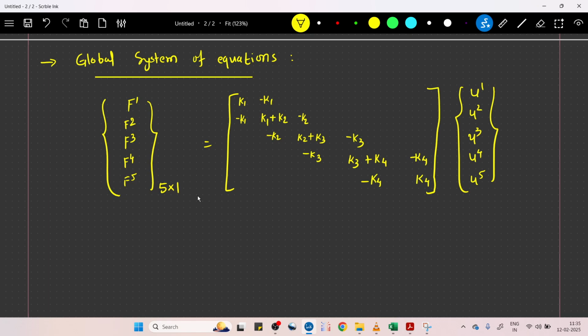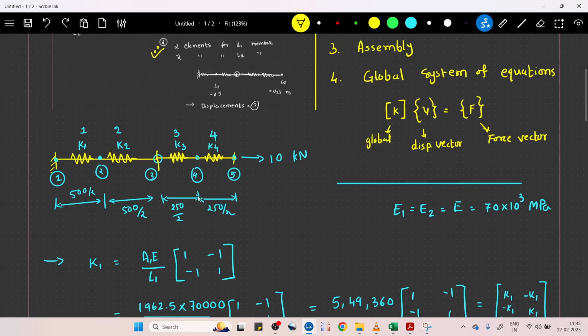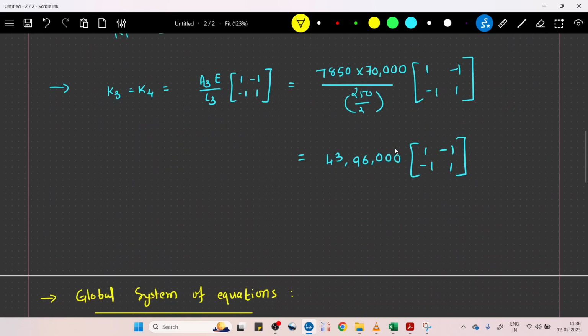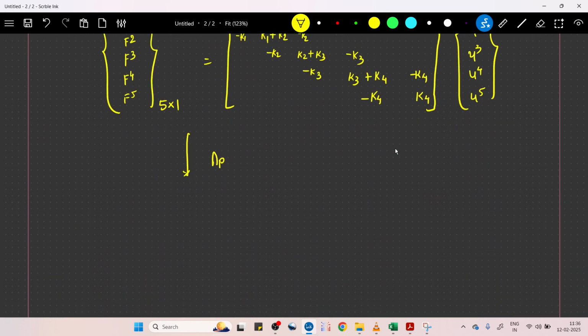Now what next? If you see the steps, once we get the global system of equations here, we apply the loads and boundary conditions, and we solve the problem. So these are the steps. Let's apply the loads and boundary conditions.